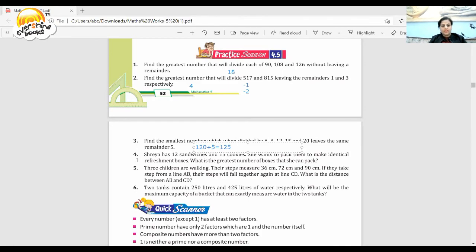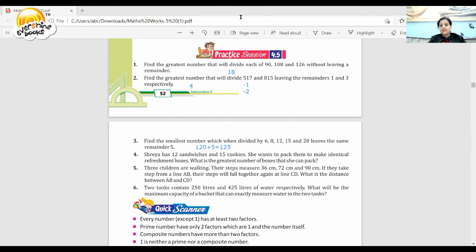Now, the fourth point is, Shreya has 12 sandwiches and 15 cookies. She wants to pack them to make identical refreshment boxes. What is the greatest number of boxes that she can pack? So, greatest means HCF. You have to take out the HCF of those numbers. Okay. So, the answer will come 60.